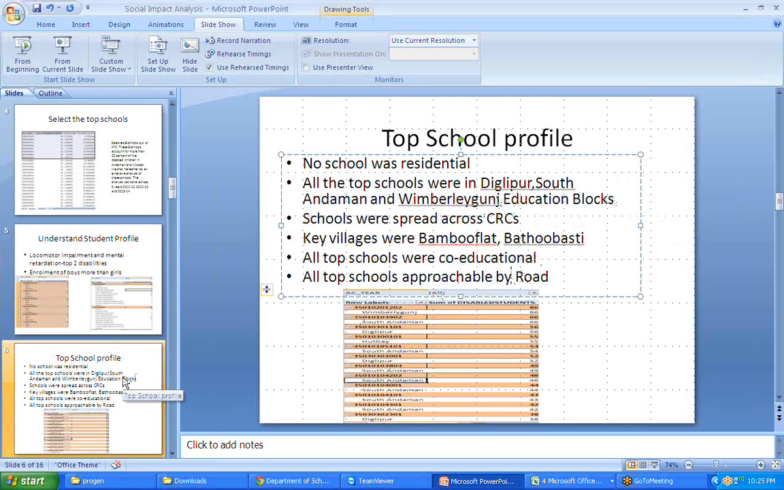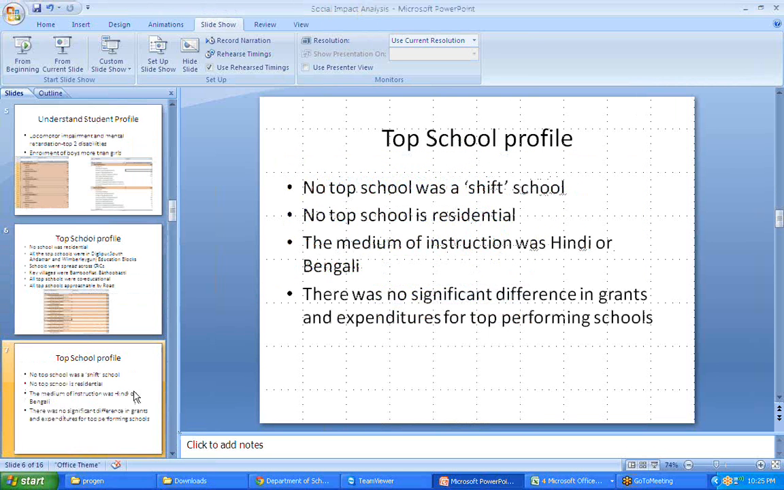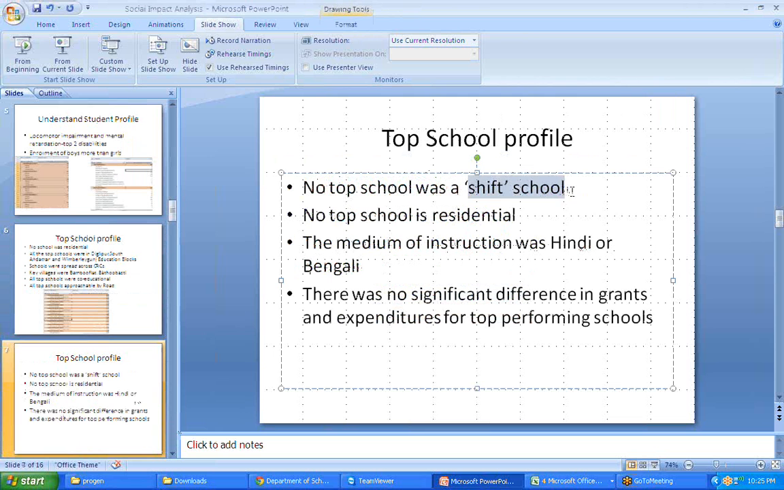All the top schools were approachable by road. No school was a shift school, so they were full-time schools. No school was residential. The medium of instruction was primarily Hindi or Bengali, and there was no significant difference in grants and expenditure for the top performing schools.